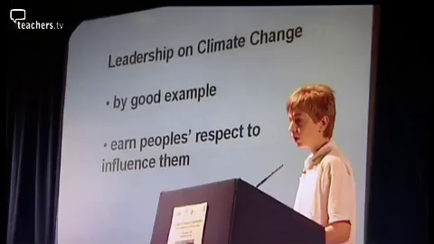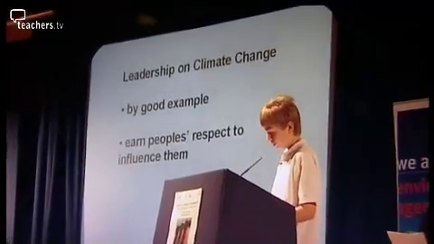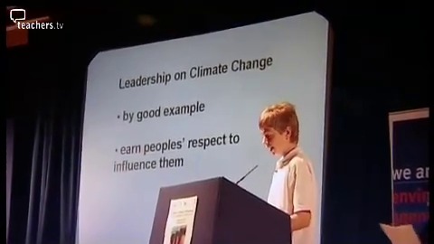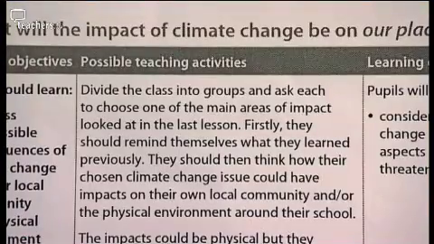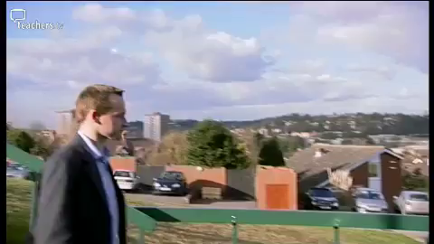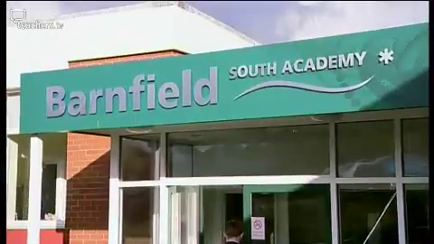So there are 2 DVDs in the pack, one which is made by students for students, and what more power can you get than a young person talking to a young person? The tasks are paper-based, photocopyable, easy to use, but linked to a resource that's there in front of them. Thank you. Well, we sent Matthew over to Barnfield South Academy in Luton, Bedfordshire, to see the pack, including An Inconvenient Truth, in use in the classroom.